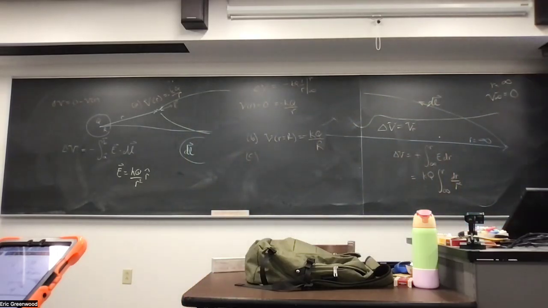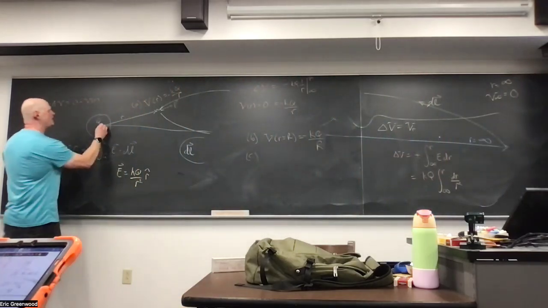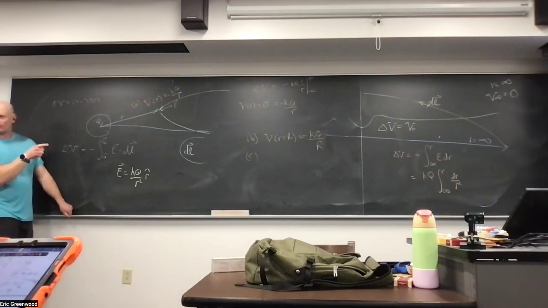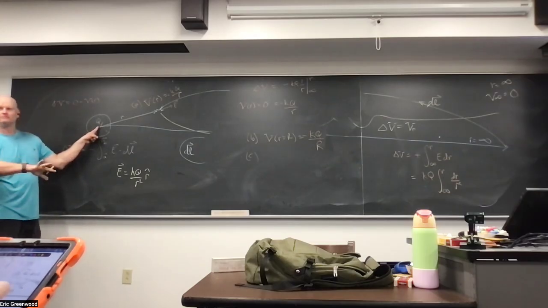Everybody okay? The last part is part C. Part C is asking, what is the potential at any point on the inside? Well, let's talk about the point on the inside. We know that the electric field on the inside has to be 0, right? Does that mean the potential on the inside has to be 0?